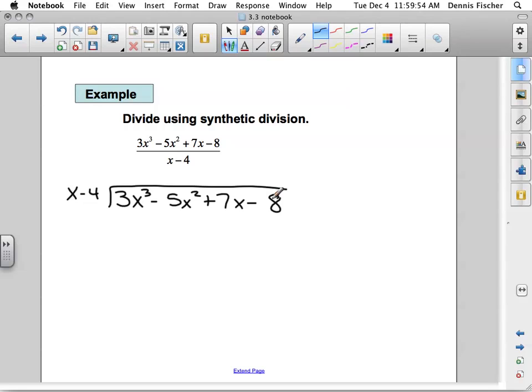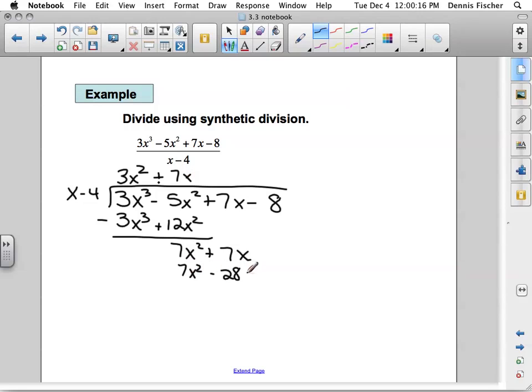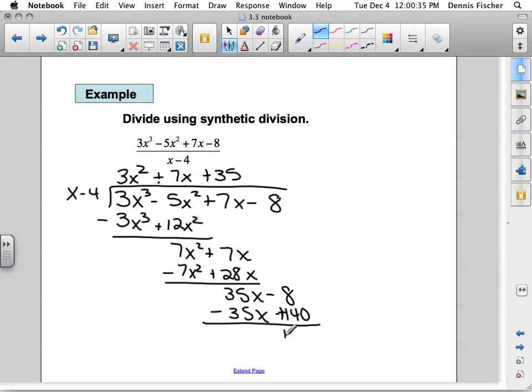Like I said, that's a nice easy way. If you do long division first, I'll work it out. This would be 3x squared minus 12x squared. This would be 7x. And plus 35.